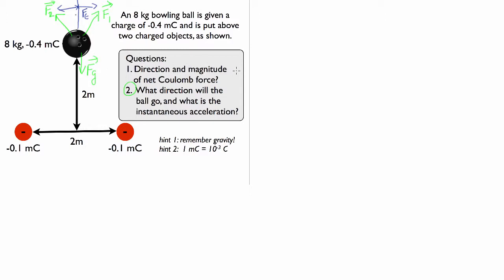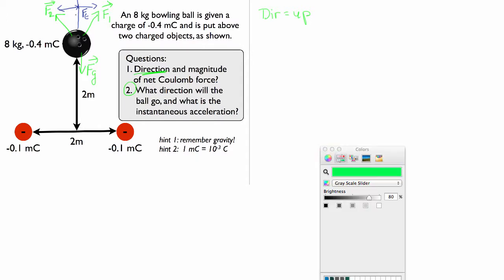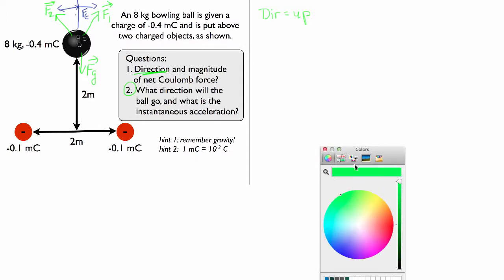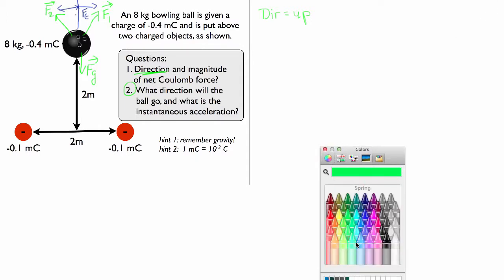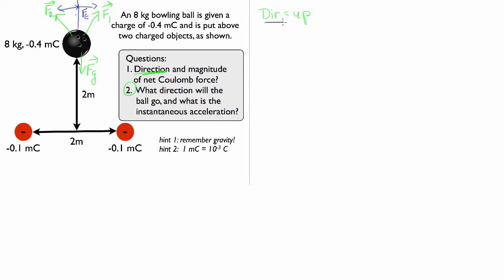Now, the first question is, well, what's the direction and magnitude of the net Coulomb force, the net electric force? Well, the direction we already know. The direction is upward. Oops, let's change to a color that you can actually see. Sorry about that. Black. So the direction is up, and that's because the x components cancel. Now we have to determine the magnitude of that force.